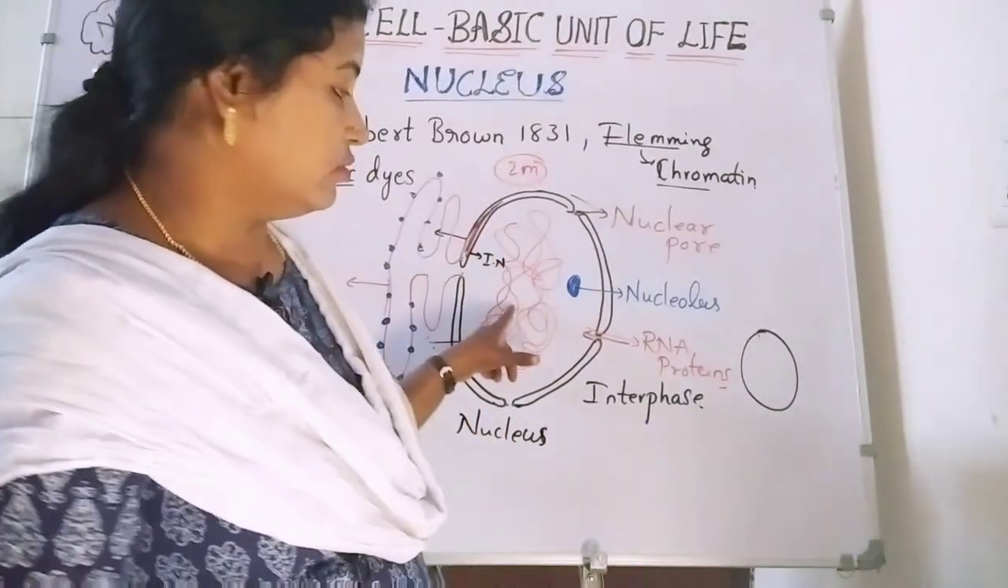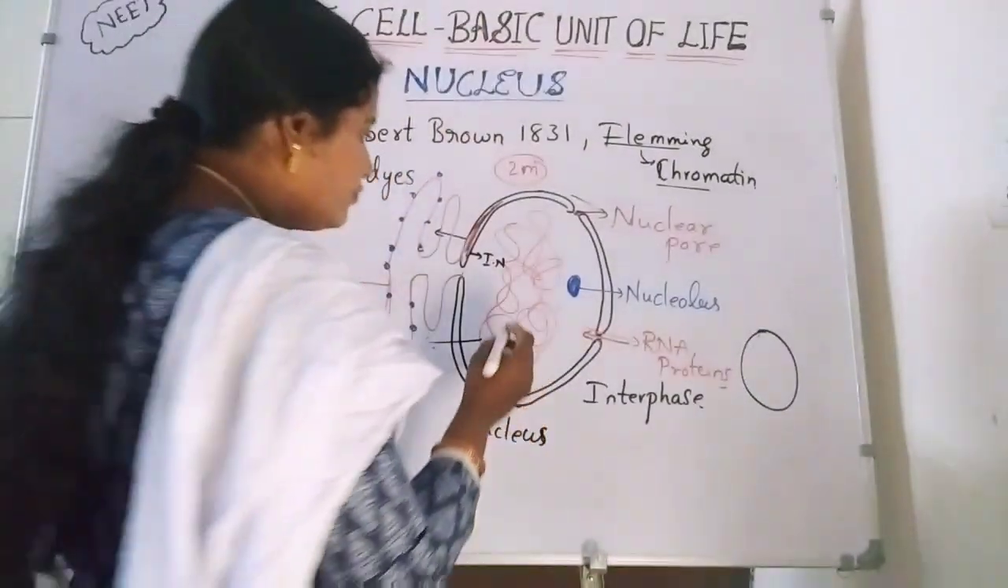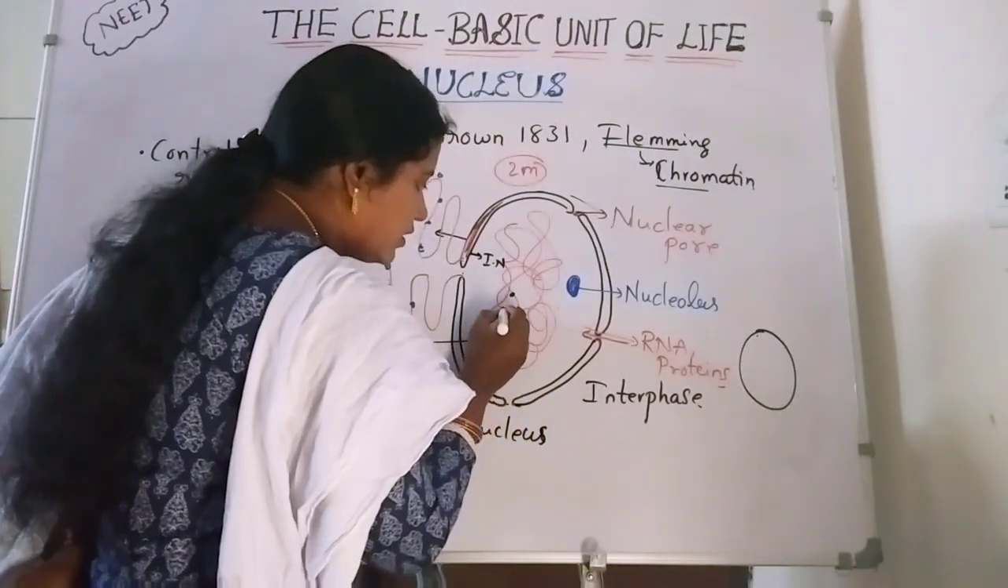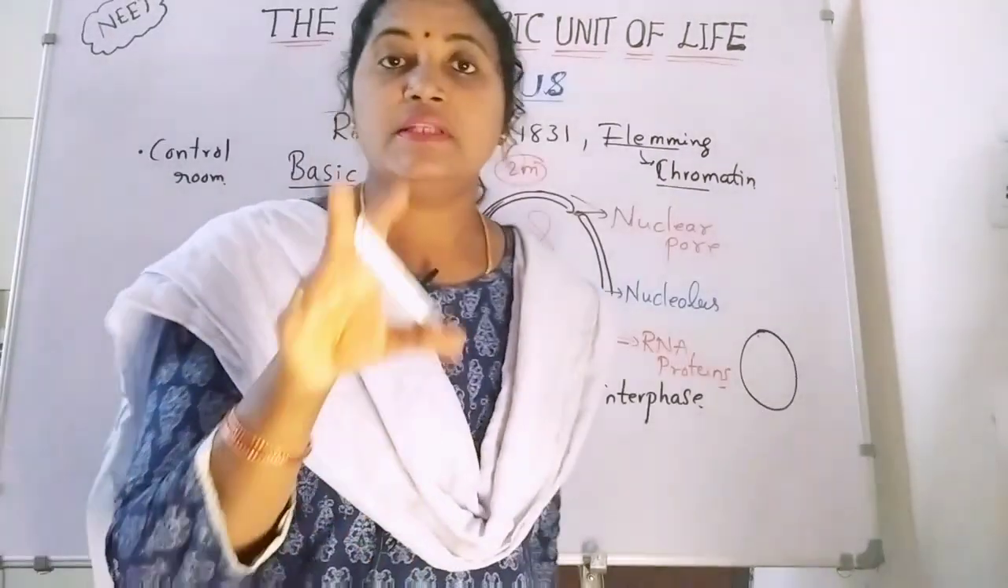2 meters length. What does it contain? Chromatin fibers contain the histone proteins, non-histone proteins and RNA.